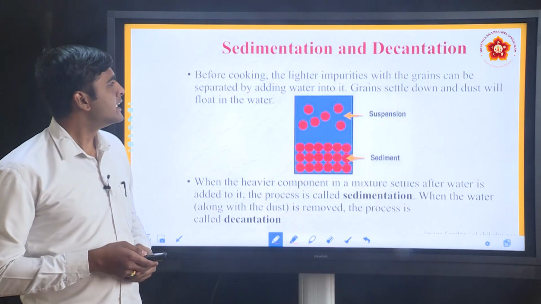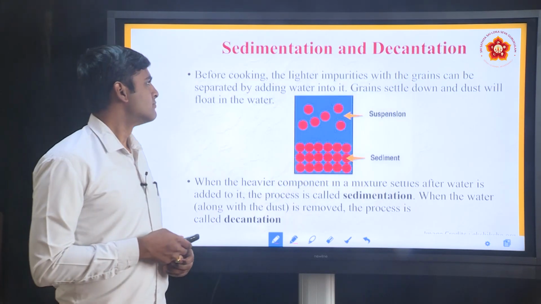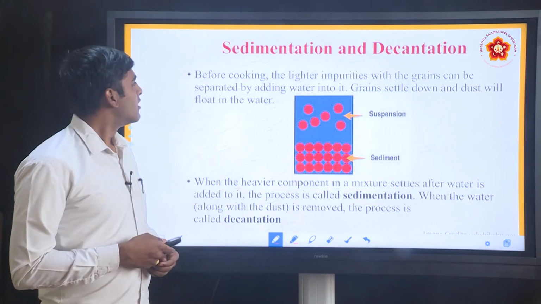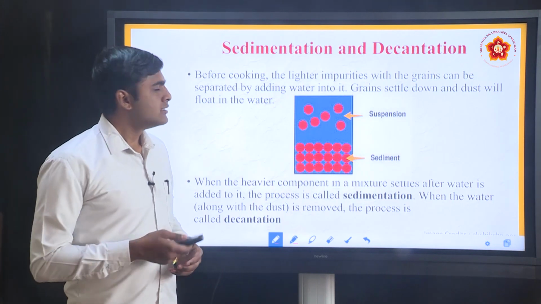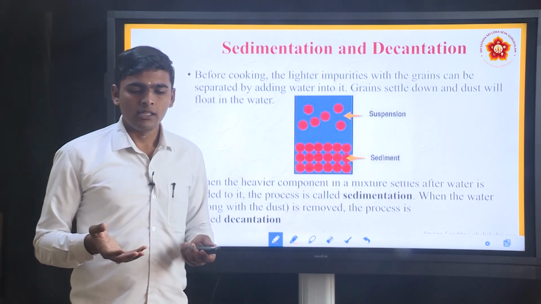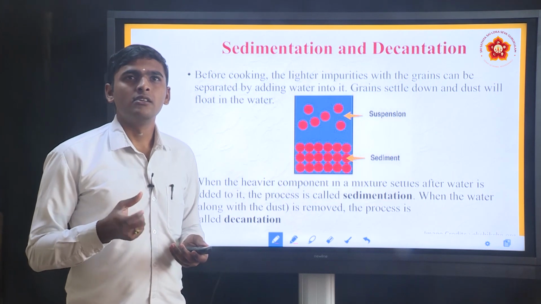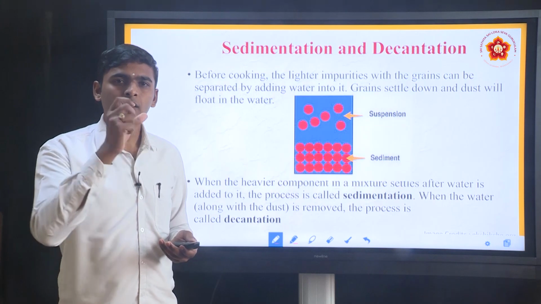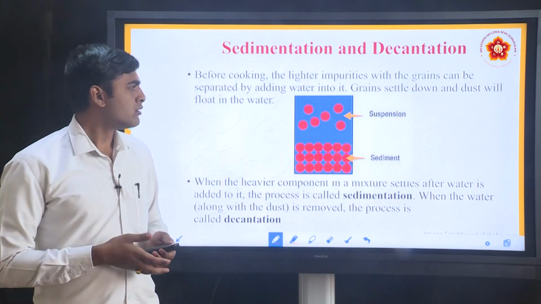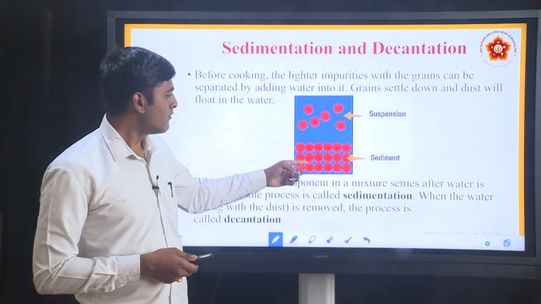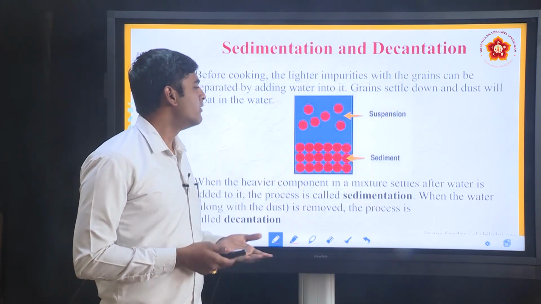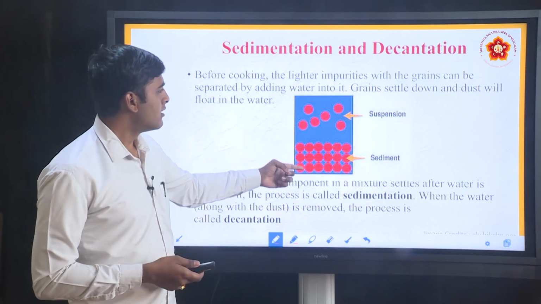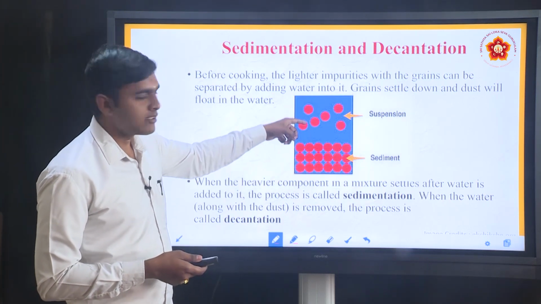Next method, sedimentation and decantation. This is a combined method which we use to separate a substance. Sedimentation involves a main process, that is gravitation. Gravitation means the power of attraction of heavier particles toward the bottom. You can see in the picture the heavier particles settle down in a beaker, and the lighter particles are suspended in the beaker.